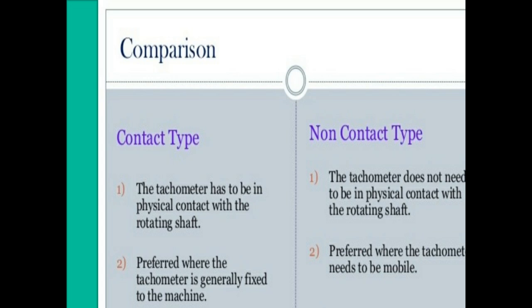Now we are going to see the comparison between contact and non-contact type sensors. In the contact type sensor, the tachometer has to be in physical contact with the rotating shaft. On the other hand, in the non-contact type, there is no need for physical contact with the rotating shaft. The contact type is preferred where the tachometer is generally fixed to the machine, but in the non-contact type, the tachometer should be mobile, or it must move.